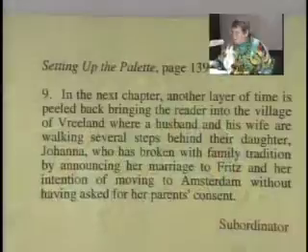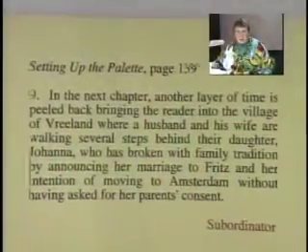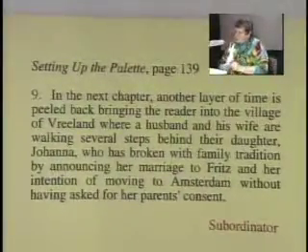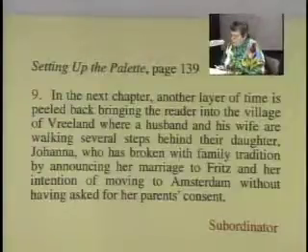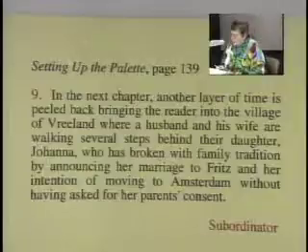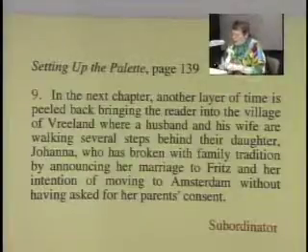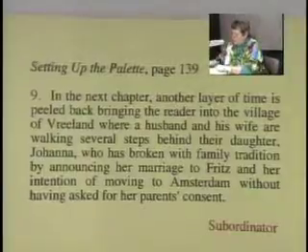So now we're going to go back another block of time, and we're going to go to that village of Vreeland that has the same name that the author does. In the next chapter, another layer of time is peeled back, bringing the reader into the village of Vreeland, where a husband and his wife are walking several steps behind their daughter Johanna, who has broken with family tradition by announcing her marriage to Fritz and her intention of moving to Amsterdam without having asked for her parents' consent.